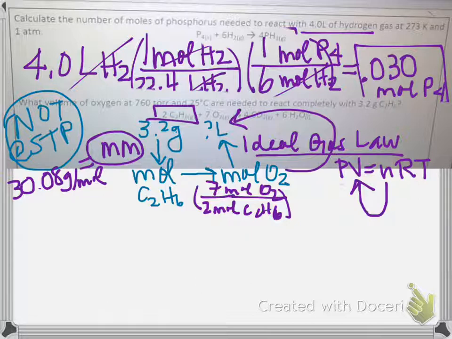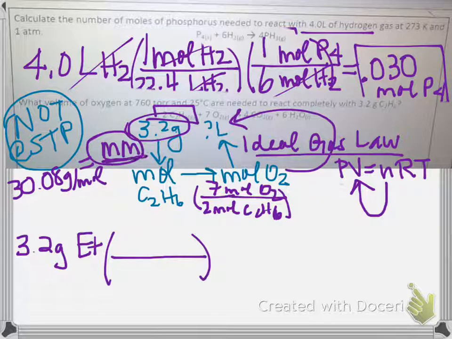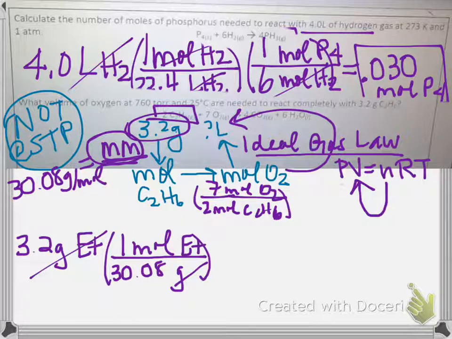Okay, so let's do the first part of this problem. The first part of this problem is actually stoichiometry. We're given 3.52 grams of ethane. I'm going to use ET for ethane because I'm running out of room here. C2H6 is ethane. I need to convert that to moles. We said we were going to use molar mass. That's how you convert in and out of the mole. So we've got 30.08 grams of ethane for every 1 mole of ethane. That's our molar mass. So we're converting grams to moles.